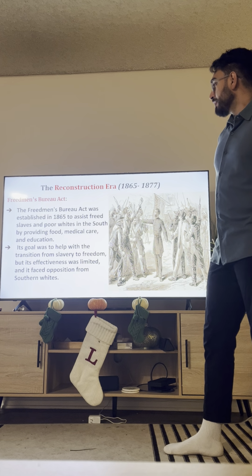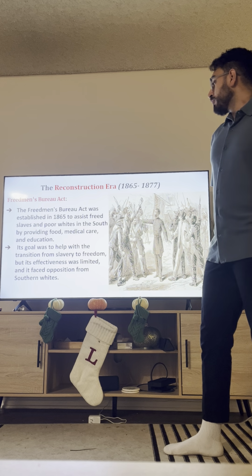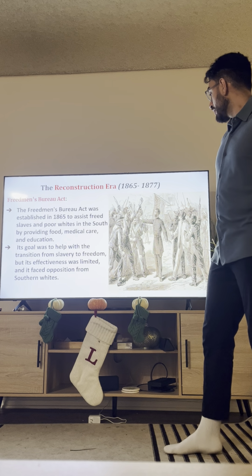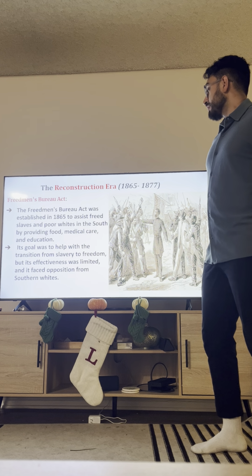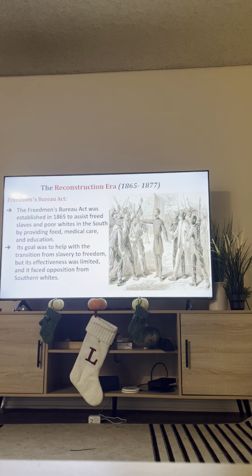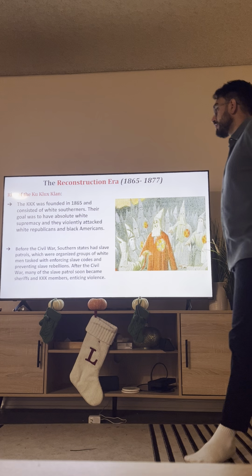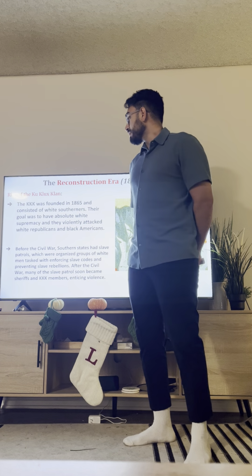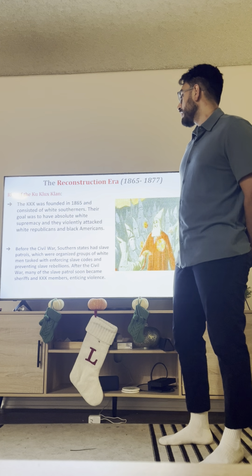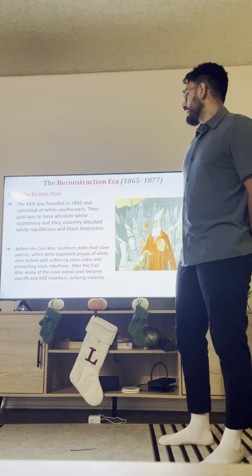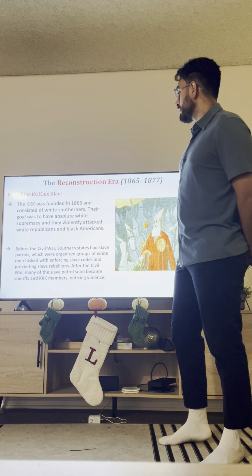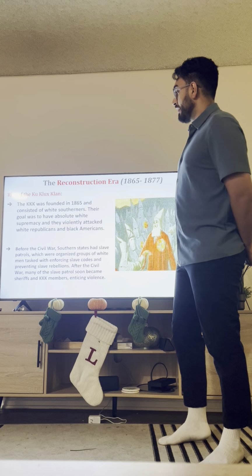The goal of the Freedmen's Bureau Act was to help with the transition from slavery to freedom, but unfortunately it wasn't very effective because of the opposition it faced from white Southerners. Some of the opposition that we see was the rise of the Ku Klux Klan. The KKK was founded in 1865 and consisted of white Southerners, and their goal was to have absolute white supremacy, and they achieved this through violent crimes enacted towards African Americans.